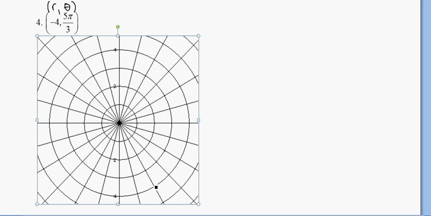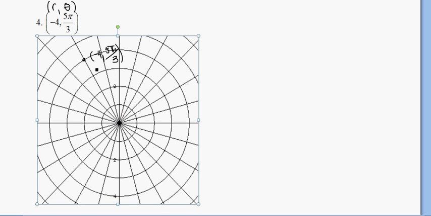But I don't want to go out 4. I want to go negative 4. So that means I want to go to the pi over 3 angle that's in the 2nd quadrant, which is 180 degrees or pi radians away. So I go back around to this, the pi over 3 in the 2nd quadrant, because it's diagonally across from this one here, or 180 degrees or pi radians away. And I want to go out to 4. So here's my point. My point is negative 4, comma, 5 pi over 3.